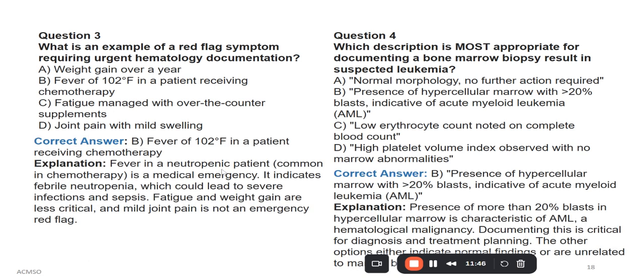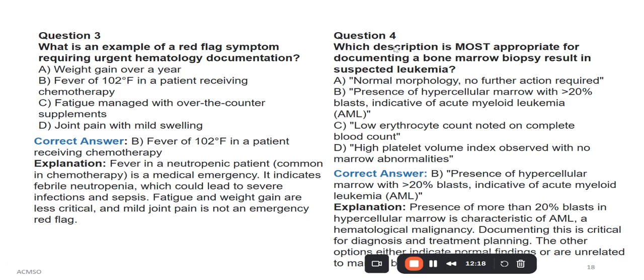As for fever in a neutropenic patient, common in chemotherapy, neutropenia means low neutrophils, so the patient will be immunocompromised, susceptible to infections easily, at high risk for having infections. It is a medical emergency. It indicates febrile neutropenia, which could lead to severe infections and sepsis. Fatigue and weight gain are less critical, and mild joint pain is not an emergency red flag.